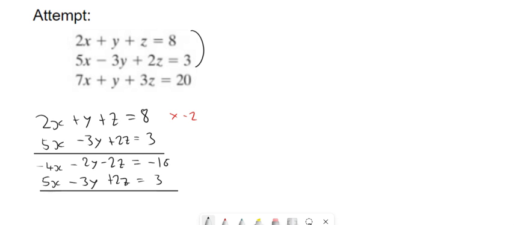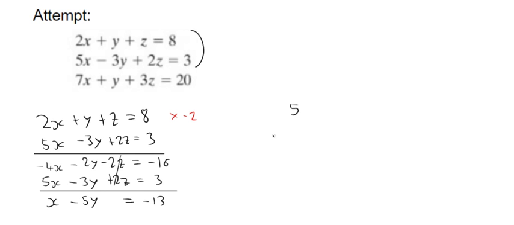I have it now where I have a minus 2z and a 2z. I like to make one a minus, and then we can just add it. So you could do it a different way if you wanted. I'm going to get x here, I'm going to get minus 5y here. The z's are gone, and it's going to be minus 13.